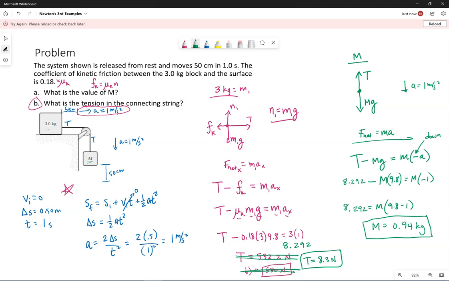When the block on the table is only 3 kilograms, I would assume to get a relatively small acceleration, the hanging mass wouldn't be particularly large. 60 kilograms was a whole heck of a lot bigger than 3. I would expect that motion to happen a lot faster. So I apologize for the incorrect number there. So tension ends up being 8.3 newtons. The mass ends up being 0.94 kilograms.